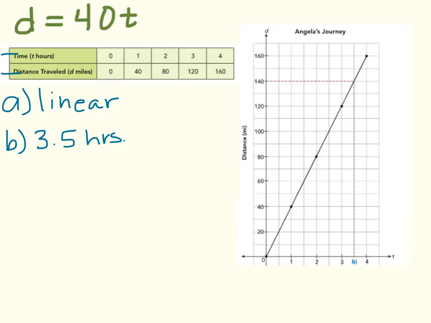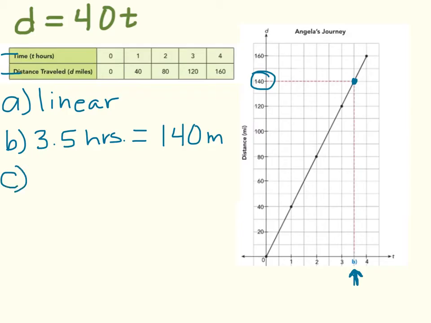We simply move over to the 3.5 point on our x-axis. It's marked with a B right here. We travel up our line. We meet the line that we've graphed. And then we work our way back over to the y-axis, where we see that in 3.5 hours, Angela drove 140 miles. See how simple that was?